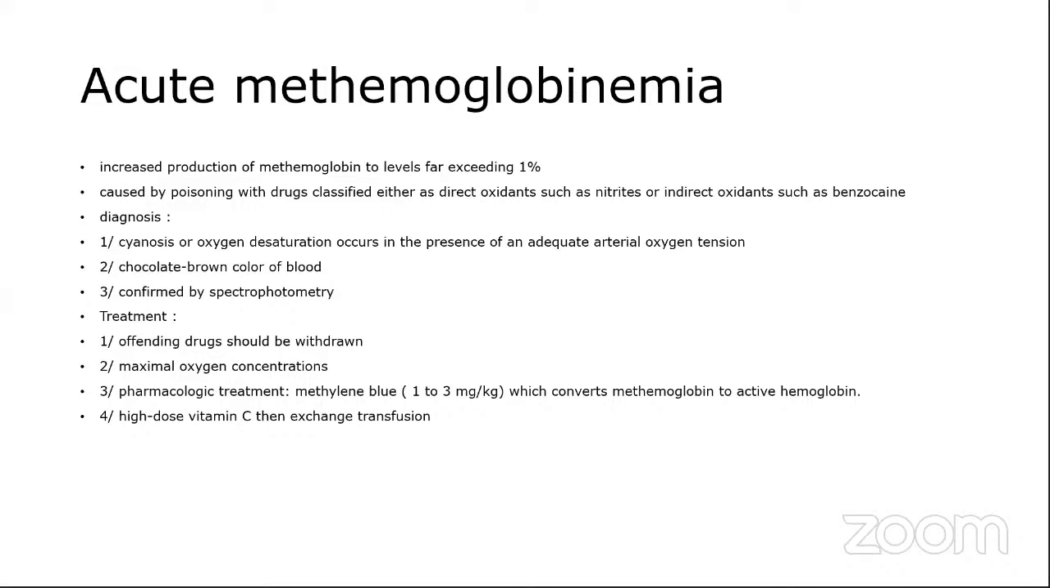Diagnosis, we can diagnose that by cyanosis or oxygen desaturation occurring in the presence of adequate arterial oxygen tension. So we have a good oxygen, but still there is desaturation. And also the blood will be chocolate brown, not the dark blood of desaturation, and can be confirmed by spectrophotometer.